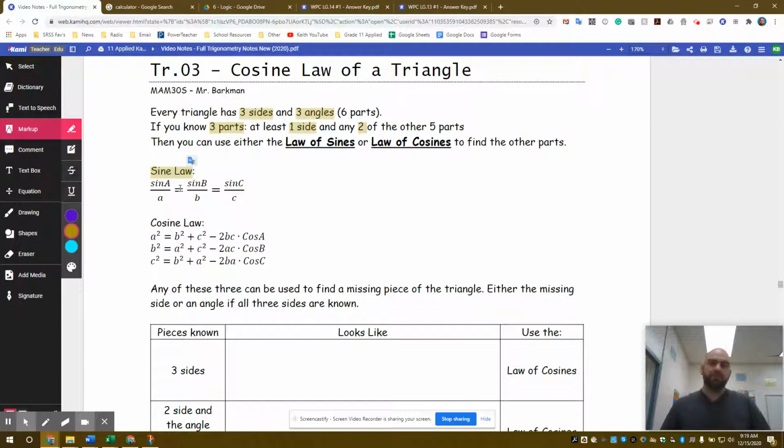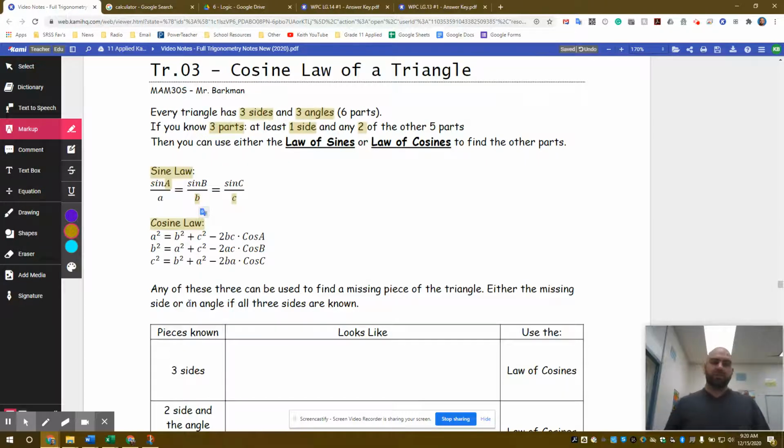Now, the problem becomes if we have all three sides, we don't have a complete ratio. Or let's say we have angle A and we have little b and little c, we don't have a complete ratio. We can't use sine law to solve for little a, nor can we find angle B and angle C at the same time. Thus, we cannot solve a triangle if we're given those pieces of information. That is where cosine law comes into play.